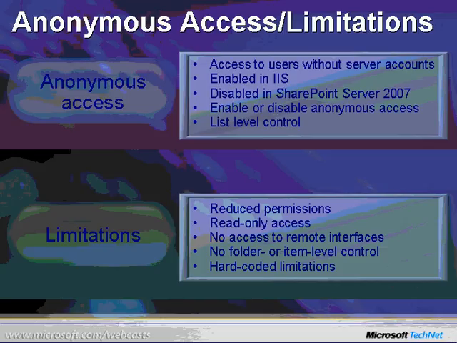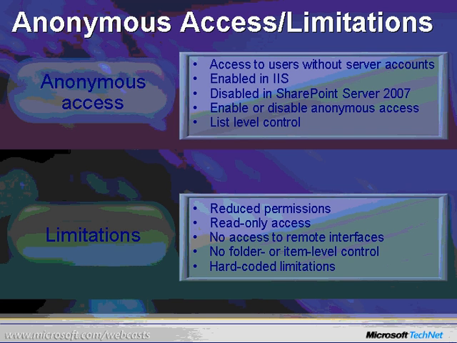On most occasions, anonymous access will only be allowed read-only access. Also, there is no access to remote interfaces or client integration. Otherwise, anonymous access can be configurable through the object model. There is no folder or item level control with anonymous access. And then lastly to mention here, there are some hard-coded limitations where there is no anonymous authoring of documents or administration. Now clearly disabling the anonymous authoring of documents is going to be important so that anonymous visitors can't upload viruses or worms potentially, any kind of malicious code to my site.